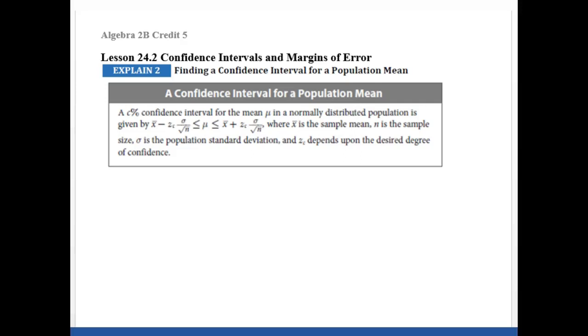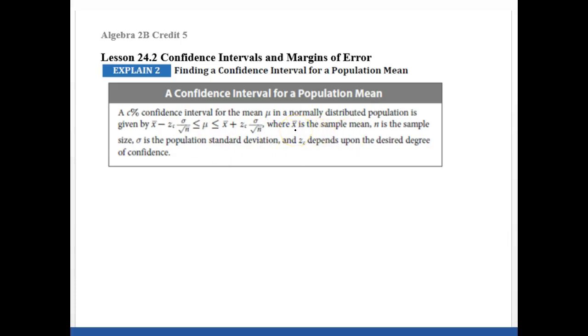Welcome back to Explain 2, Finding a Confidence Interval for Population Mean. So again, we're going to use our confidence interval for our mean in a normally distributed population. And again, we're using that subtracting and adding. All we're really doing is using a different formula.